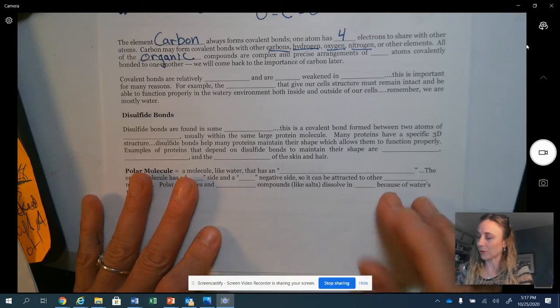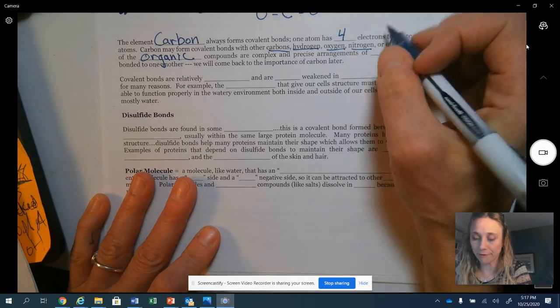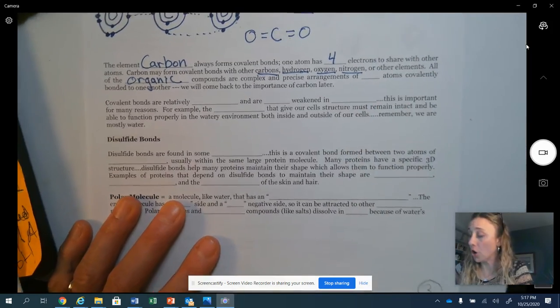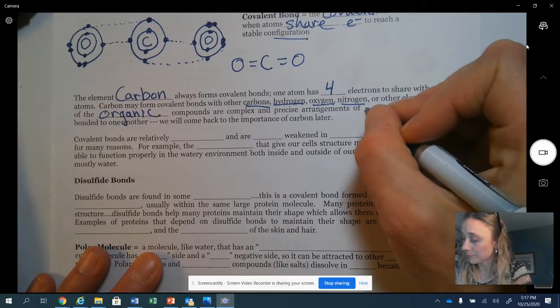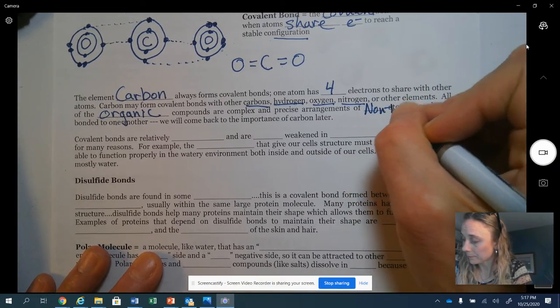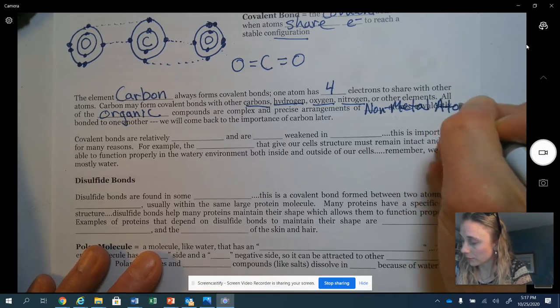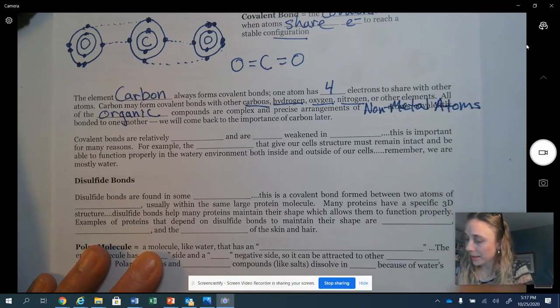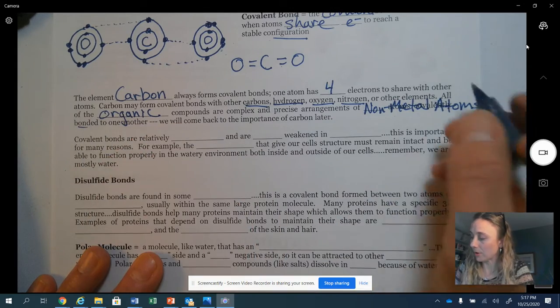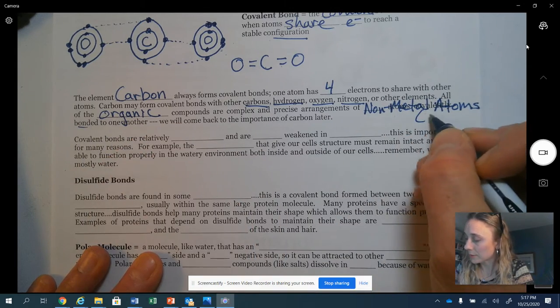Carbon has those bonds, and it's going to want to form bonds with other non-metal atoms. I'll just write right over there. And we're going to be covalently bonded. All right.